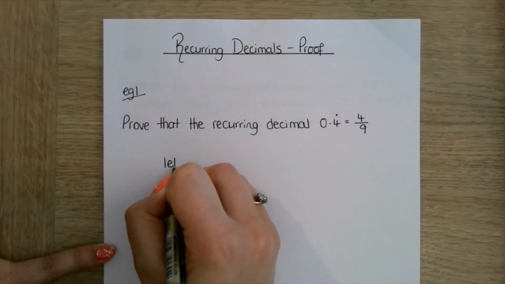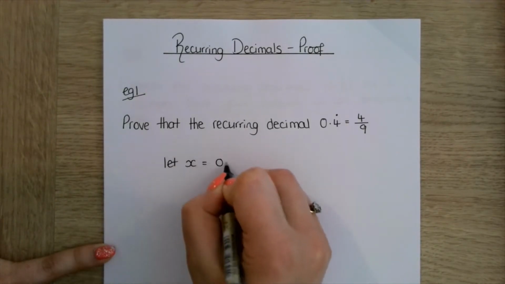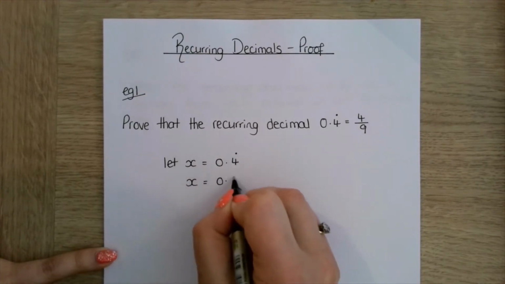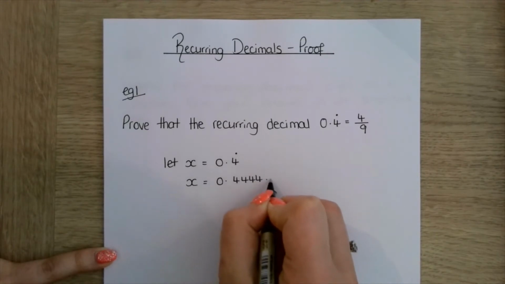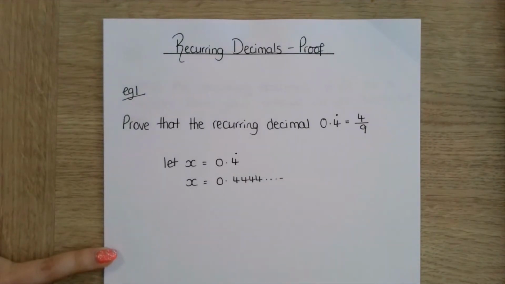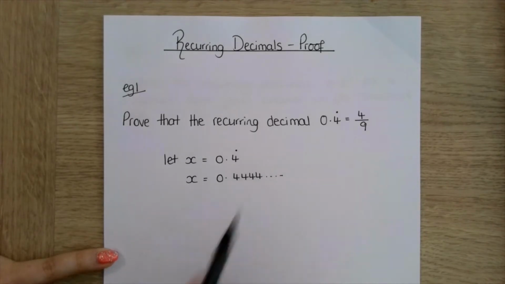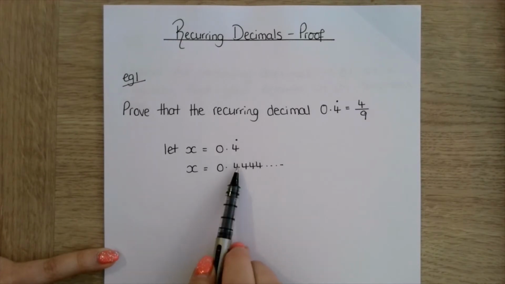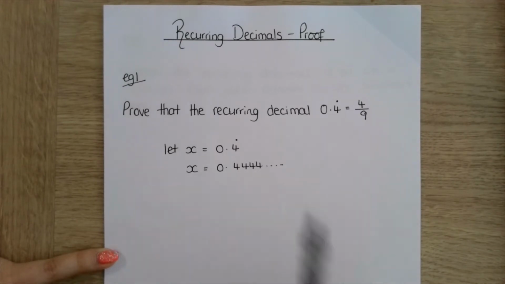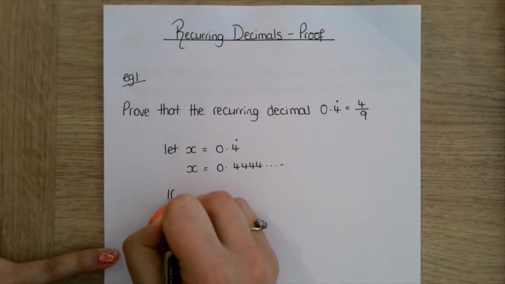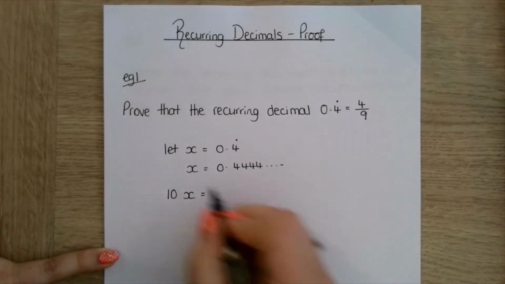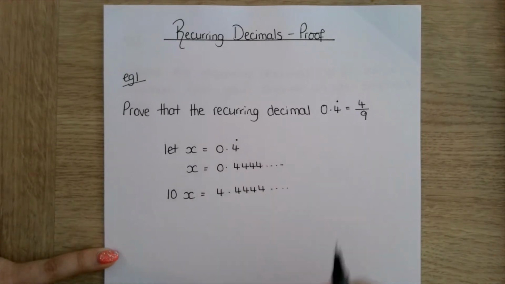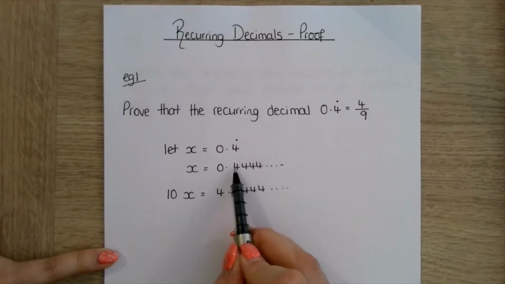So I'm going to start off by saying let x equal 0.4 recurring. X is 0.4444 on for an infinite number of decimal places with that recurring number of 4. Now, in this decimal, I have got one number that is recurring, and that's the 4. So what I'm going to do is multiply by 10 to give me 4.4444, etc. recurring. All I've done is multiply this number by 10.